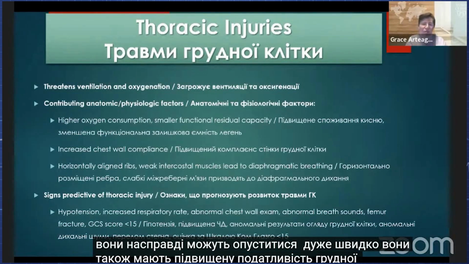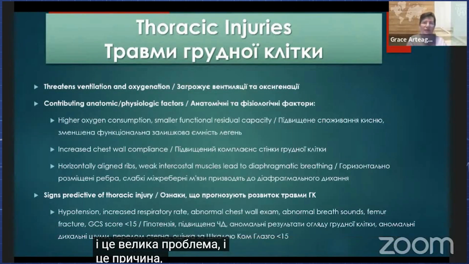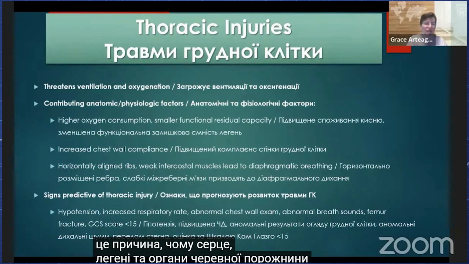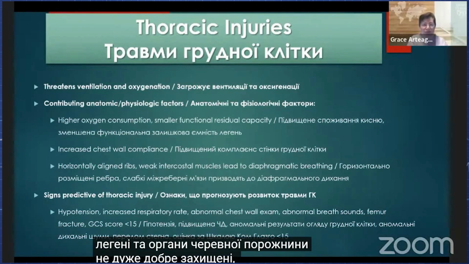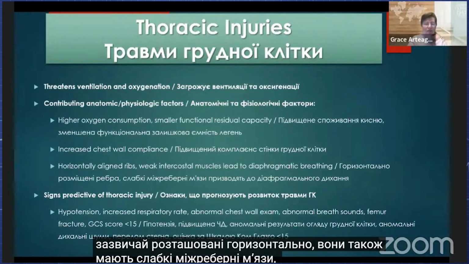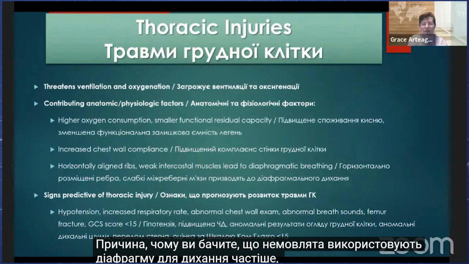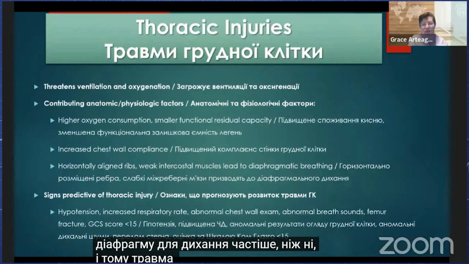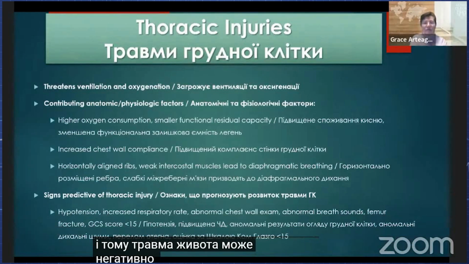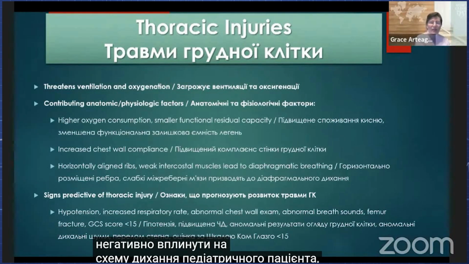They also have increased chest wall compliance, and that's a big problem. That's the reason why the heart, the lungs, and the abdominal organs are not very well protected, and the ribs are usually aligned horizontally. They also have weak intercostal muscles, and that's why you see babies using the diaphragm to breathe more often than not. That's why an abdominal injury can compromise the respiratory pattern of a pediatric patient.